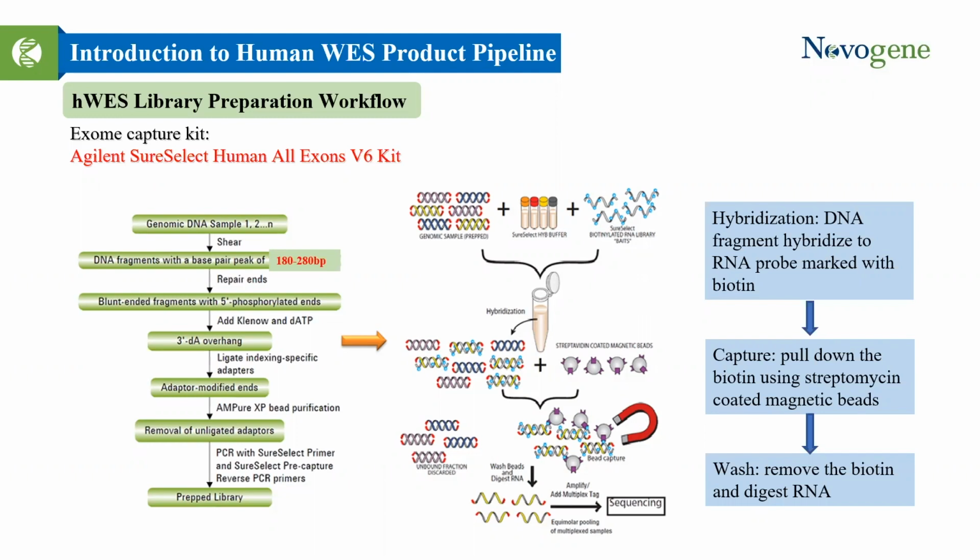Hybridization capture of libraries was then performed. Prepared libraries were hybridized in the buffer with biotin-labeled probes, and magnetic beads with streptavidin were used to capture the exons of genes. Subsequently, non-hybridized fragments were washed out, and probes were digested. The captured libraries were enriched by PCR amplification.